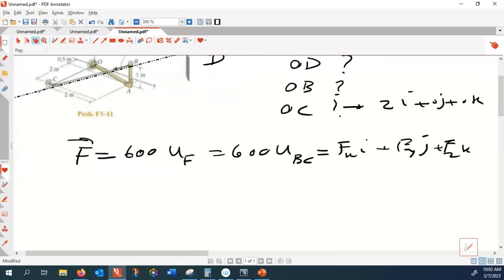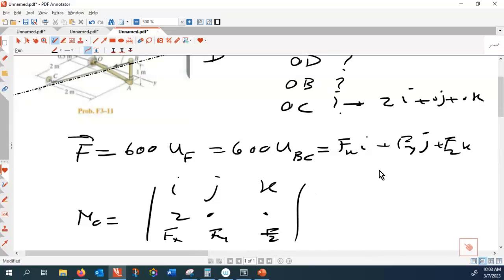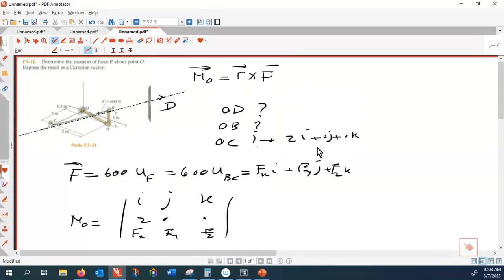And then if I put that inside the determinant, the moment becomes ijk, and the first row is the position, that is 2, 0, 0, and then Fx, Fy, Fz, and then you find it. Either you find it by that, or you just use that formula we introduced yesterday. Do you want to see that formula? Let me show you the formula.